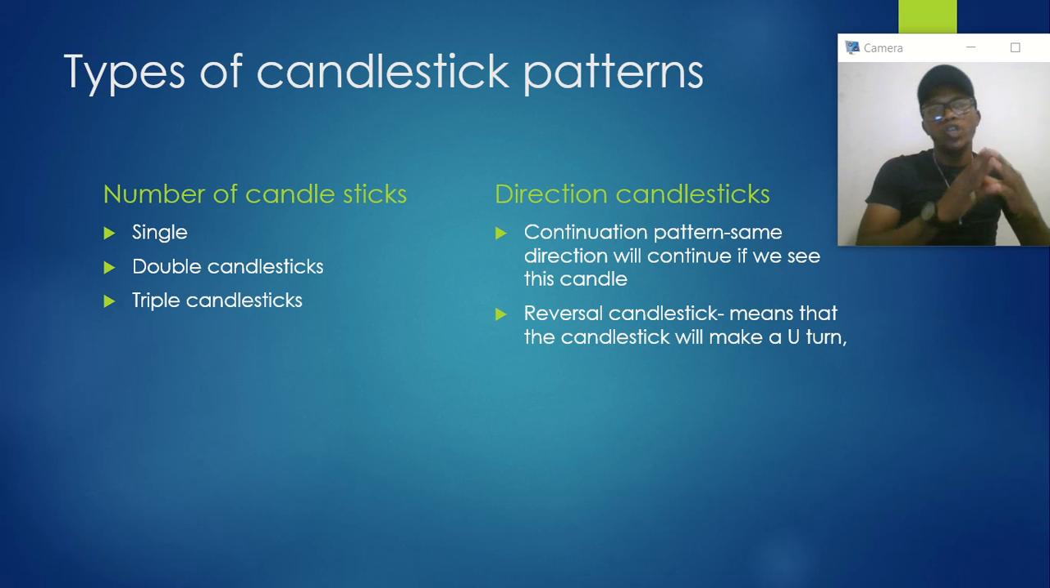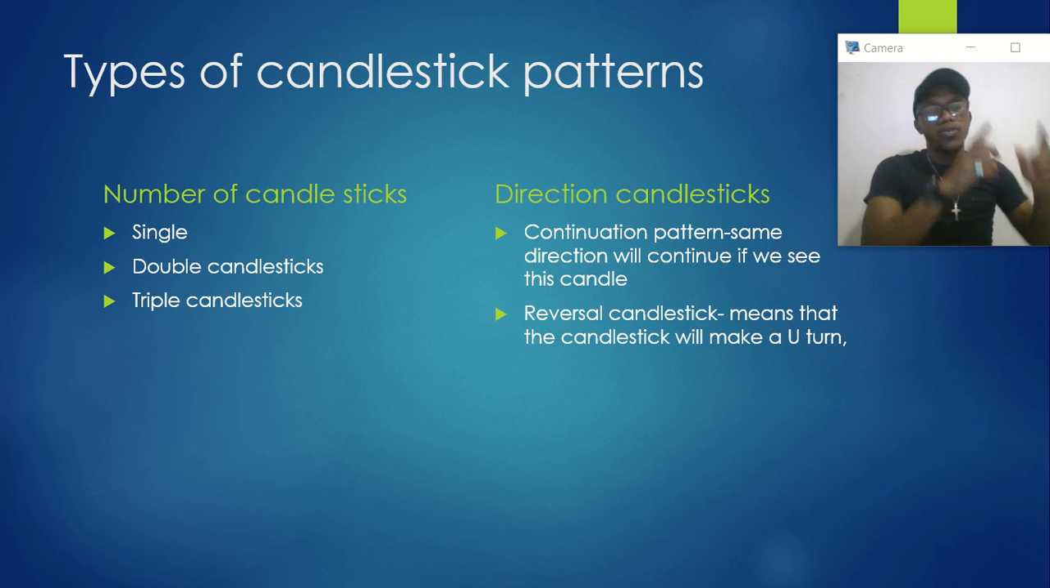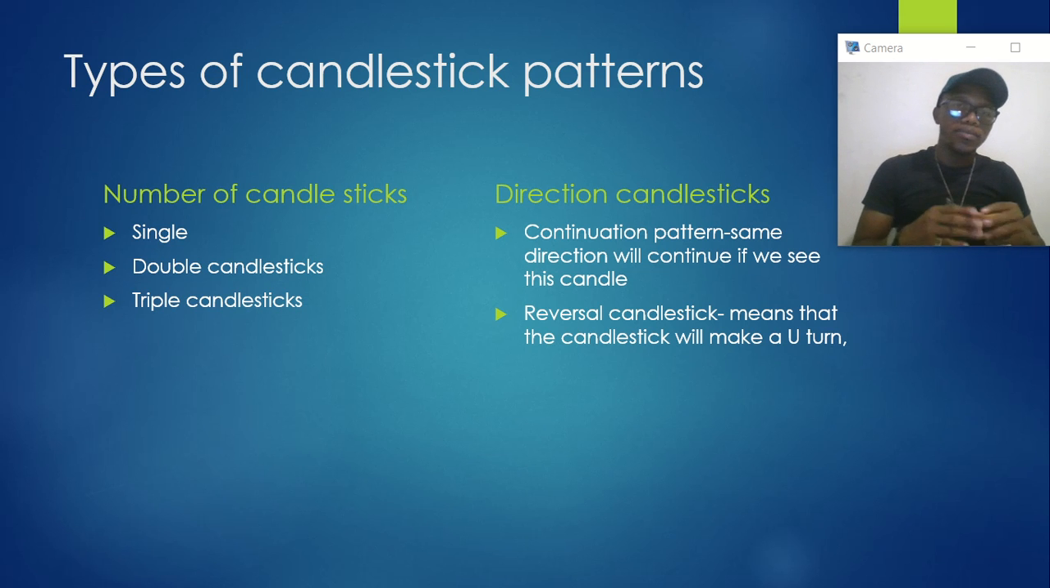The continuation patterns go in the same direction, or they show us that the trend will continue if we see this candlestick. If you observe that candlestick, it means the trend is still continuing. Or if we see a reversal candlestick, it means that the market will make a U-turn.